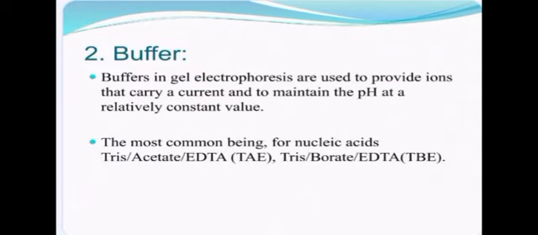Second instrument, buffer. Buffers in gel electrophoresis are used to provide ions that carry a current and to maintain the pH at a relatively constant value. Why is the buffer used in gel electrophoresis? To provide ions that carry the current and maintain the pH. The most common being for nucleic acids.